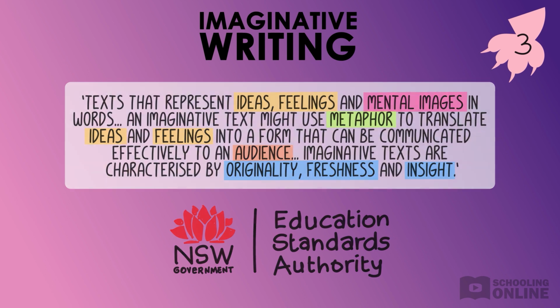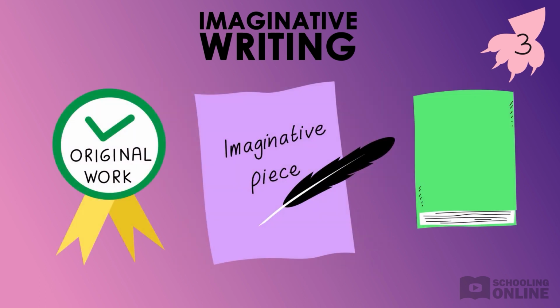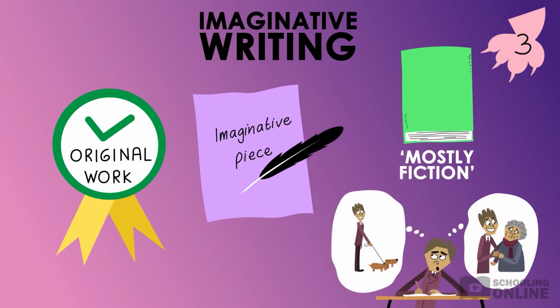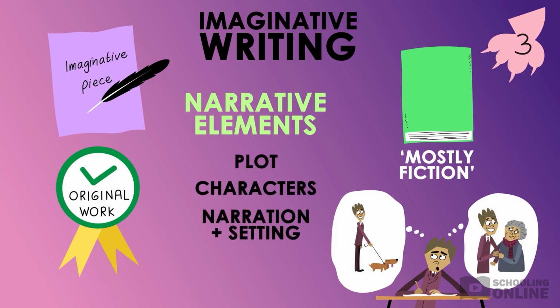In other words, our text should be an original work of mostly fiction that expresses ideas in new ways. We say mostly fiction because it's perfectly normal to draw on aspects of real life to create a more believable story. We will also include narrative elements like plot, characters, narration, and setting, and use language techniques to engage our reader.